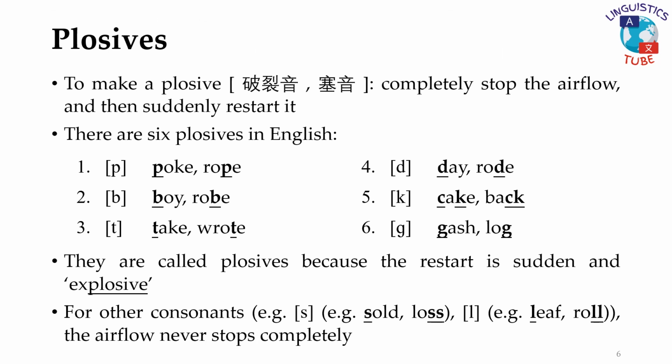We'll learn about the first manner of articulation, plosives, in this episode. To make a plosive sound, we must completely stop the airflow and then suddenly restart the airflow. There are 6 plosives in English. I will now say them along with 2 example words.